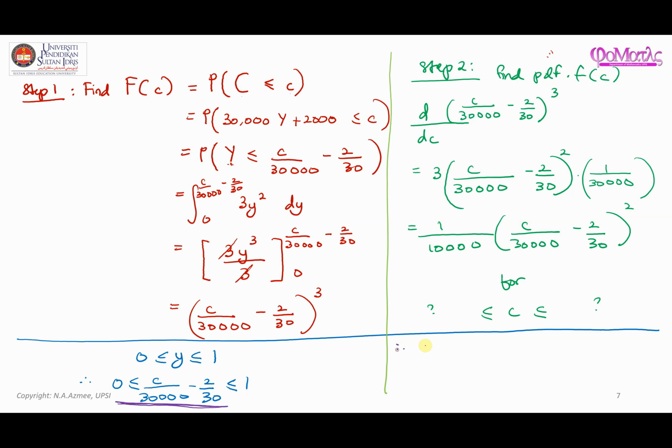We can say that therefore C over 30,000 minus 2 over 30 is greater than or equal to 0. C over 30,000 is greater than or equal to 2 over 30. Therefore C is greater than or equal to 2 over 30 times 30,000. So you can cancel out 30 with 30 at the bottom. 2 times 1,000 is 2,000. Therefore C is greater than or equal to 2,000 for the first part. We're just going to look at that one.